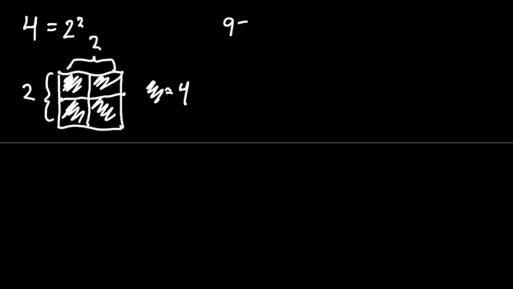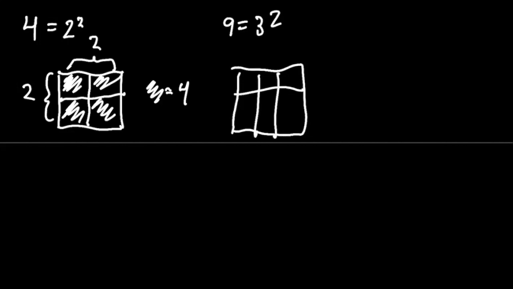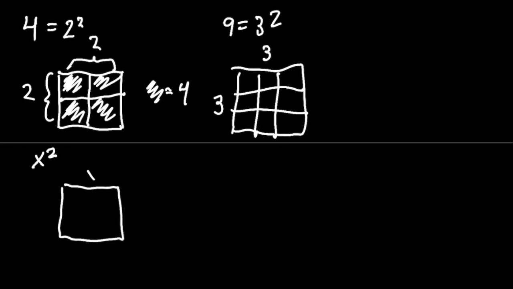Another example, 9 is 3 squared. We can represent 9 with a square that has 9 smaller squares, 3 on this side, 3 on this side, and then the area here is 9 squares total. So this is what number perfect squares look like if we rewrite them using boxes. We can also rewrite variable perfect squares using boxes. Let's take a look at x squared. For x squared, we can say this side is x, this side is x, and we have one x squared box here.